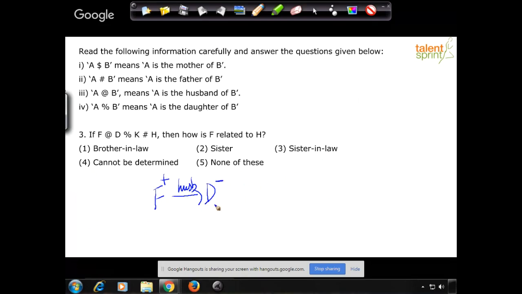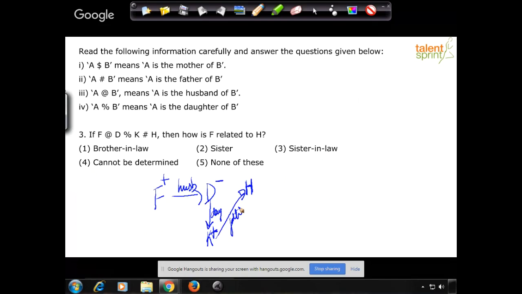Rather than usually drawing a generation up, I am going to draw it below in this case since there is no space on my screen. So we know that D is the daughter of K. Then they tell us K hashtag H, which means that K is the father of H. K being the father will be a male. Now notice here the gender of H is not known to us, boys and girls. Now they tell us that we have to establish the relationship between F and H.